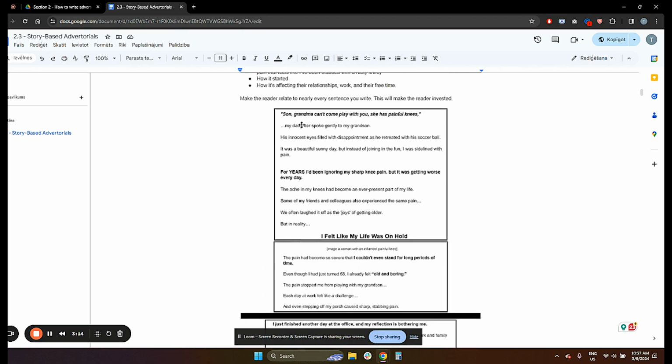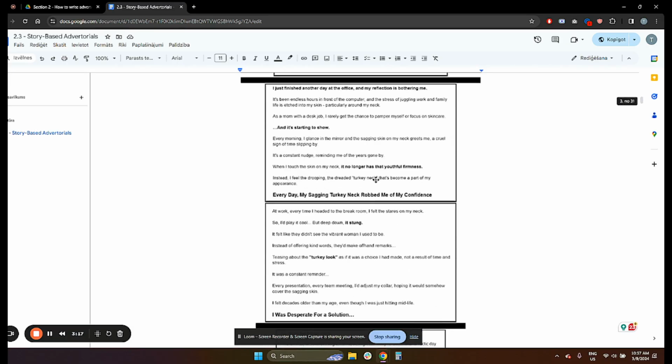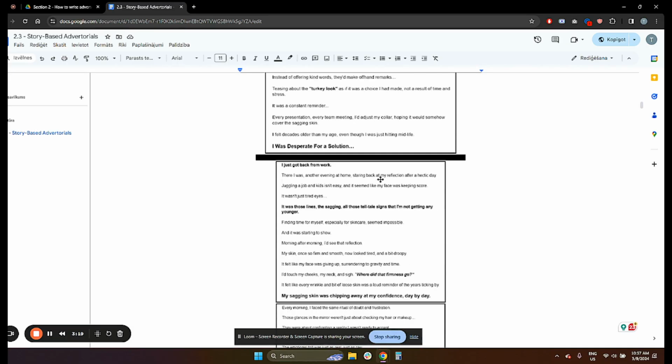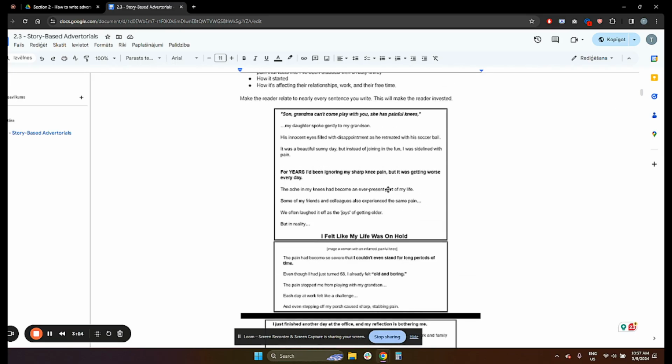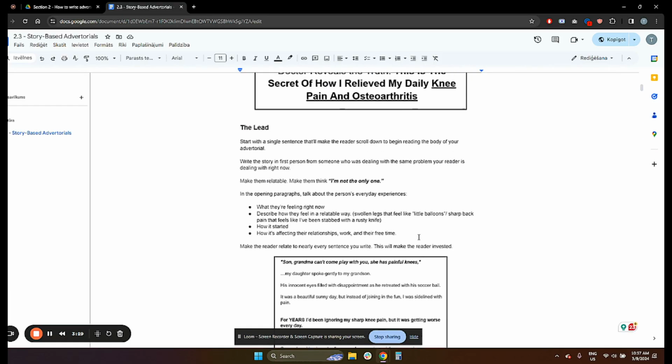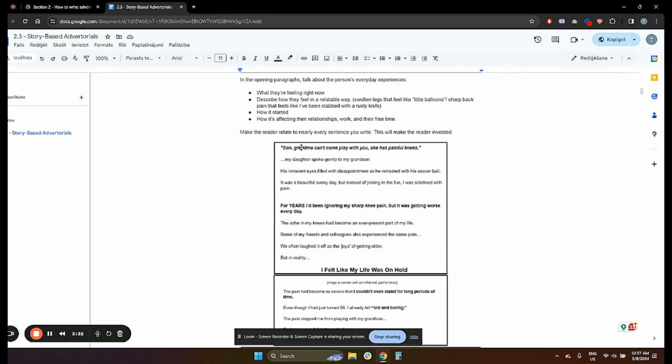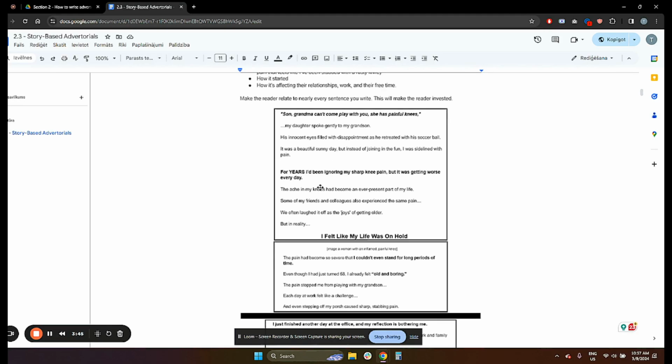So here you have some examples you can read through. I'm not going to read through all of them, so I will just go through one. "Grandma can't come play with you. She has painful knees." So you start with one attention-grabbing line, and then: "My daughter spoke gently to my grandson. His innocent eyes filled with disappointment as he retrieved his soccer ball. It was a beautiful sunny day, but instead of joining in the fun, I was sidelined with pain. For years, I've been ignoring my sharp knee pain, but it was getting worse every day."